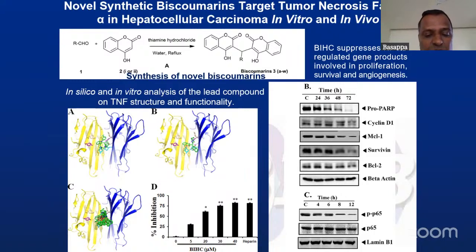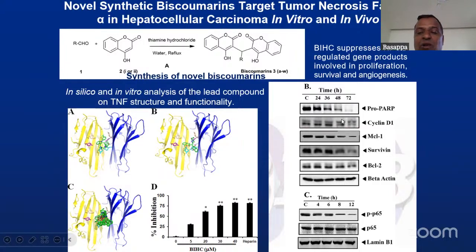So in summary, by in silico and computational methods, we could show the lead structure resides at the same site, or same orientation, as the co-crystal ligand of the TNF dimer, which has hydrophobic tyrosine residues, which are mentioned here.